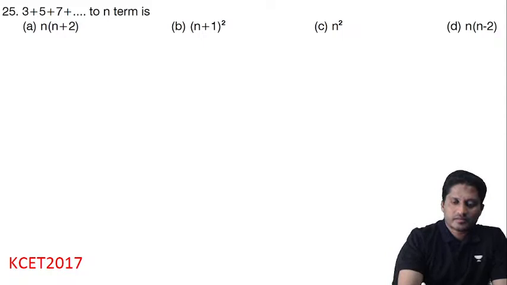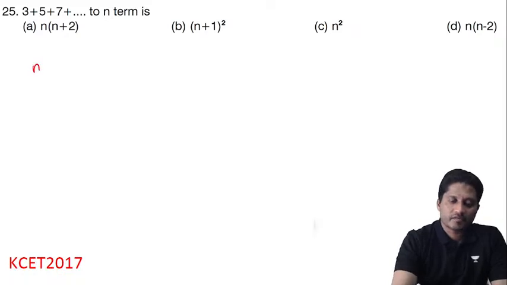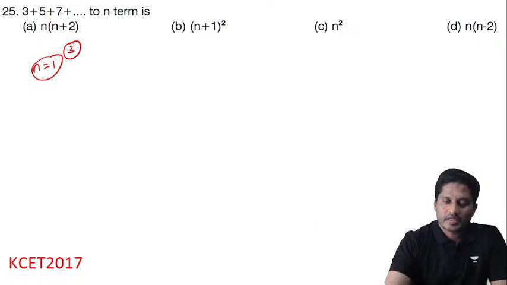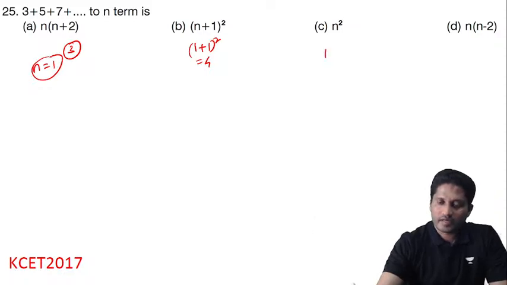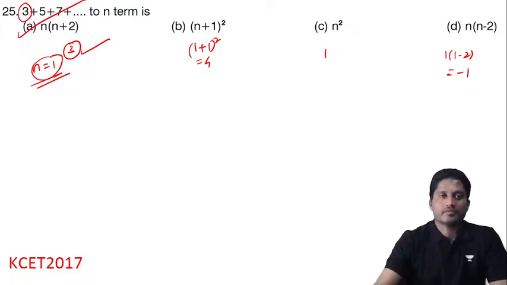Even this can be done using a shortcut. First term is 3, right? If I put n equal to 1 here, I'll get 3. Here if I put n equal to 1, 1 plus 1 the whole square, I get 4. If I put n equal to 1, I get 1 only. If I put 1, 1 minus 2 is equal to minus 1. Answer is option A only, because n equal to 1 means I'm getting 3. Here also first term is 3. The first option will satisfy.